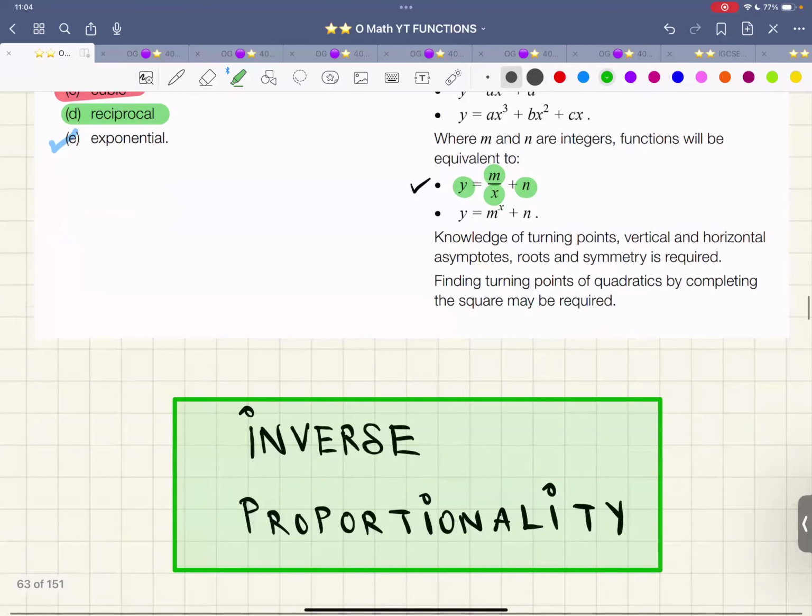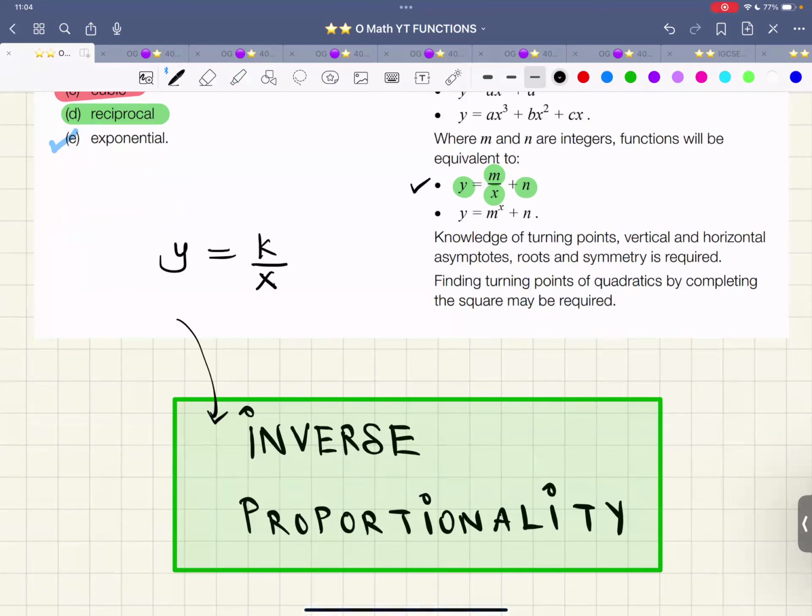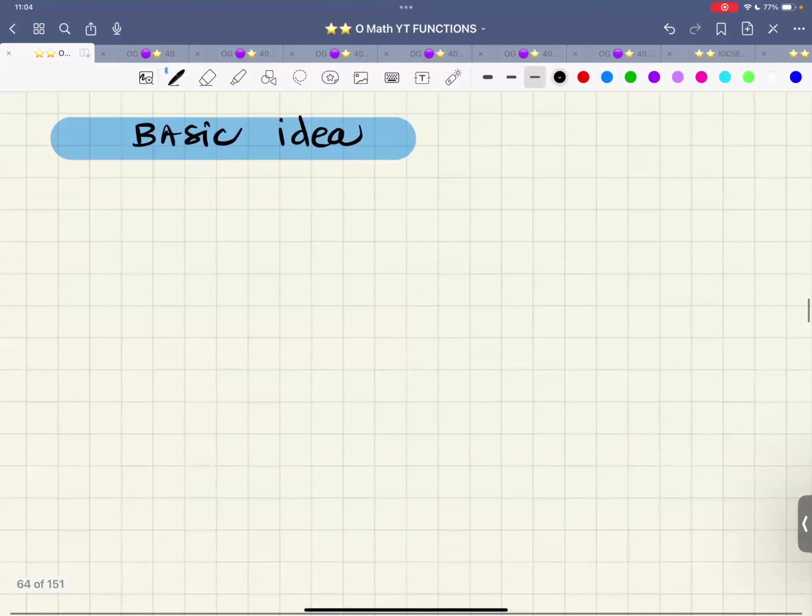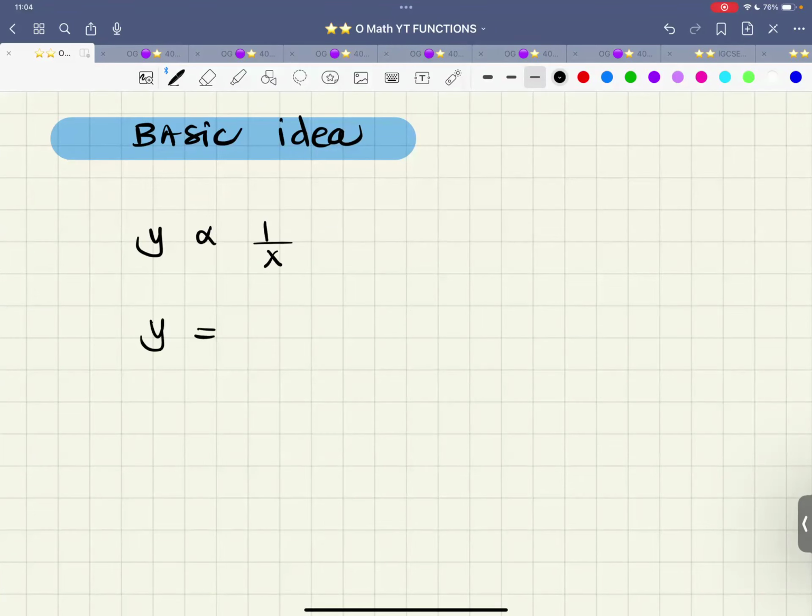And in the simplest term, when we talk about reciprocal, we are talking about this way. Y is equals to k over x. This is the concept of inverse proportionality. And then later on, we can add a constant over here. So let's focus on the basic idea. Y is inversely proportional to x. We write it like this. Y is equals to a constant over x.